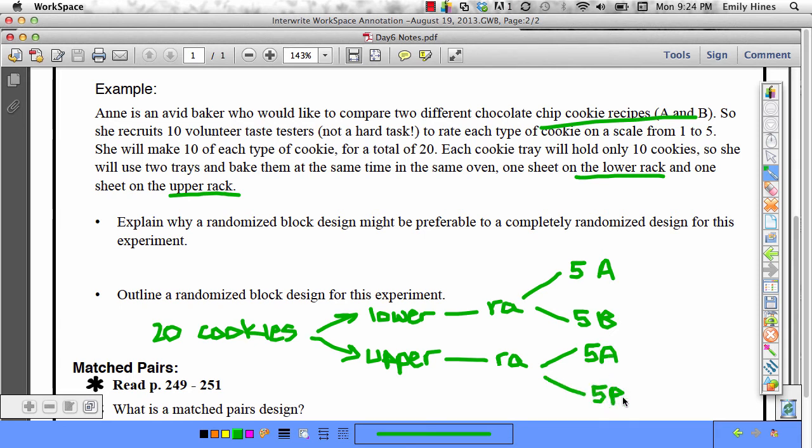Then I would compare these results, and I would compare these results. So I don't compare them all. I just compare the lower rack to the ones on the lower rack and the upper rack to the ones on the upper rack. So that enables me to say, okay, for the lower rack, which cookie tasted better? And for the upper rack, which cookie tasted better? And it may be that they're the same cookie on both racks. It also may be that they're different cookies on different racks, which means that the position of the cookie in the oven also had something to do with it. So we block so that we can help account for a variable that we cannot control.